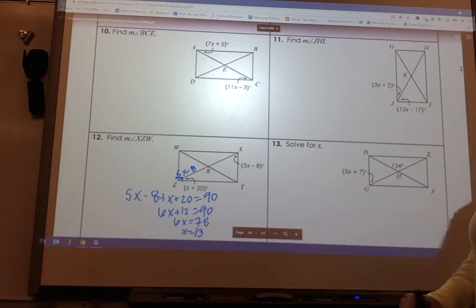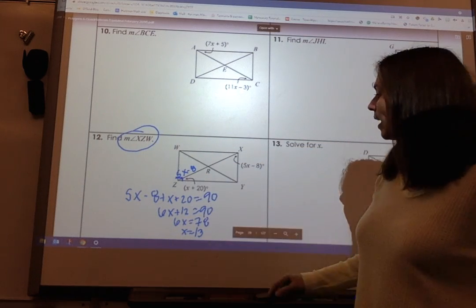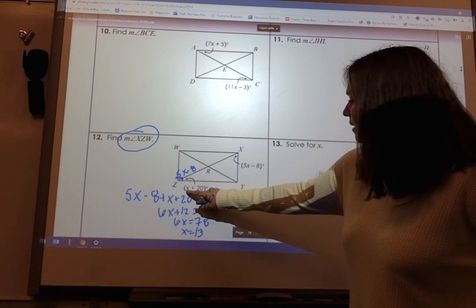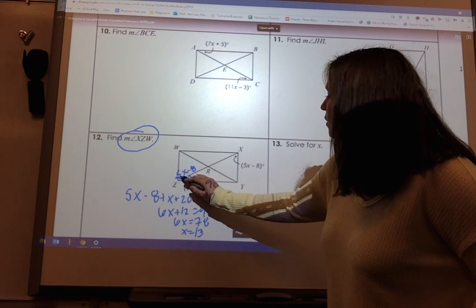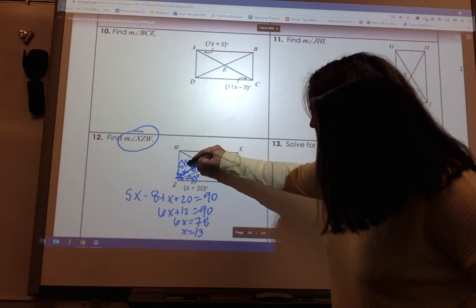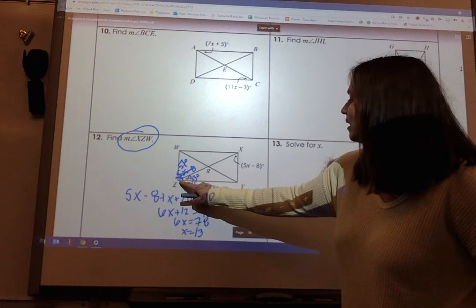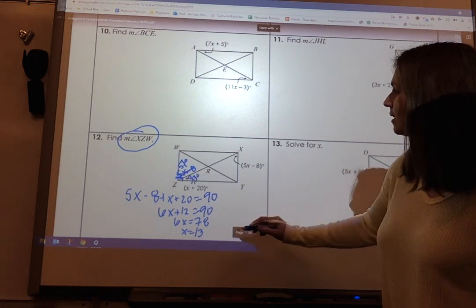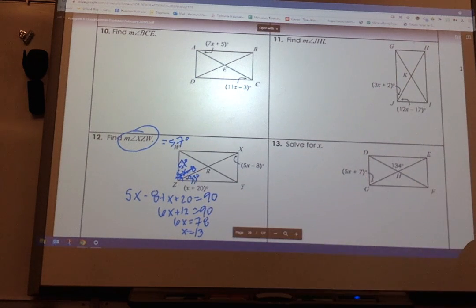So x equals 13, but now I have to plug in because I'm looking for angle XZY. So let's figure out what this is. 13 plus 20 is 33 degrees. So if that's 33, that makes this one 57 degrees. And I'm looking for angle XZW. So XZW is going to be 57 degrees. And that's how I find that.